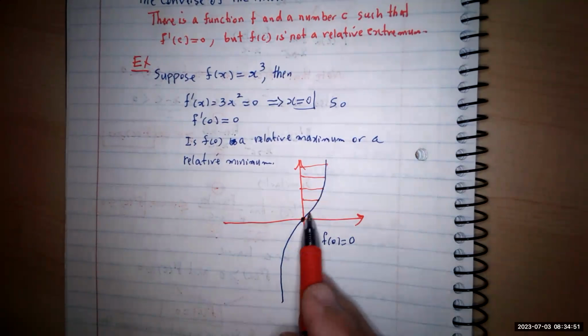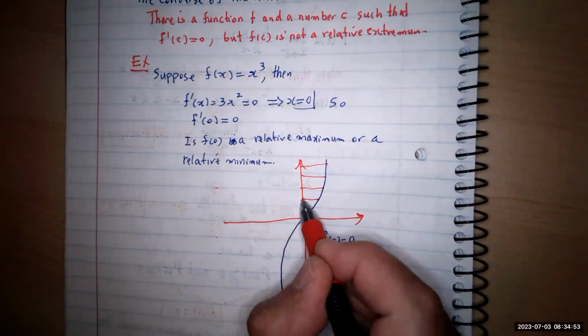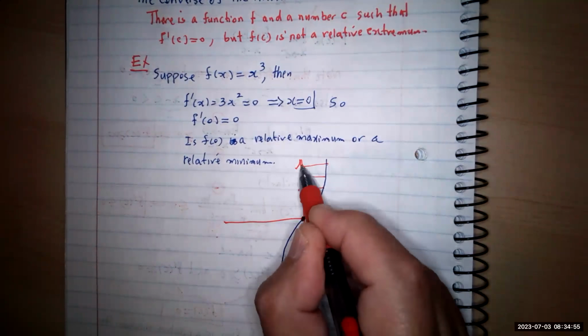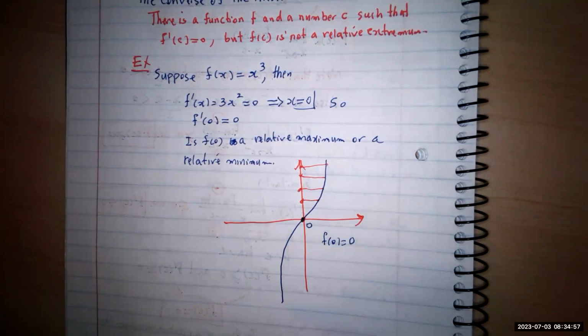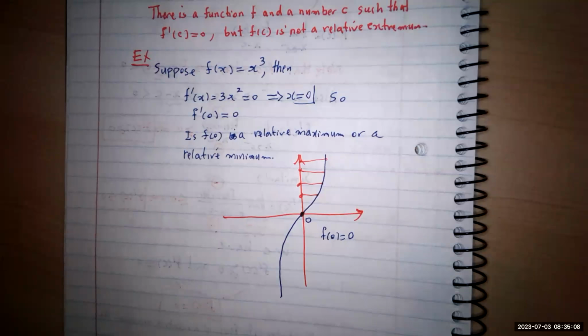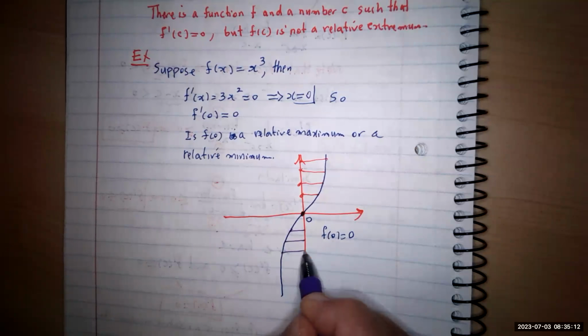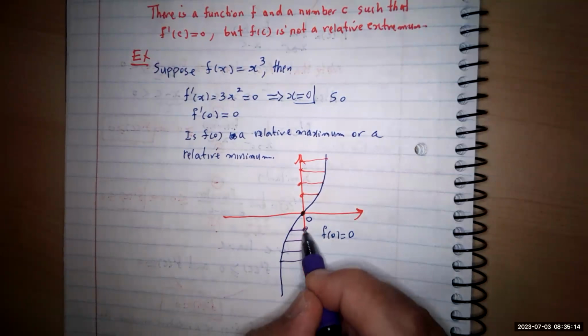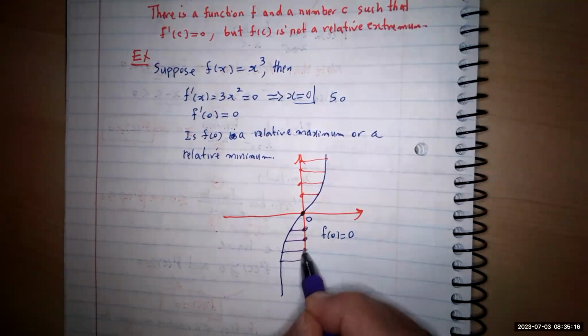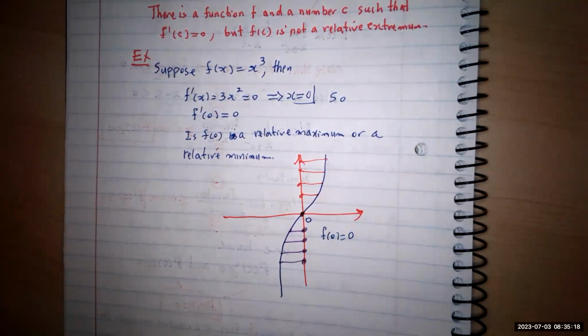You see, so these values are all above f of 0. So you cannot say that f of 0 is the maximum value of the function. Is it a minimum, the lowest value of the function? No. Look at these points. So we get lots of values below it.